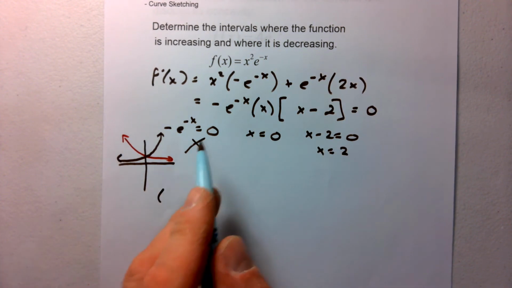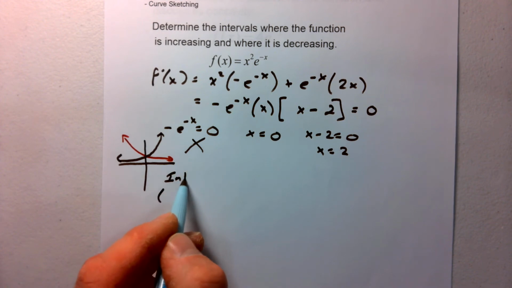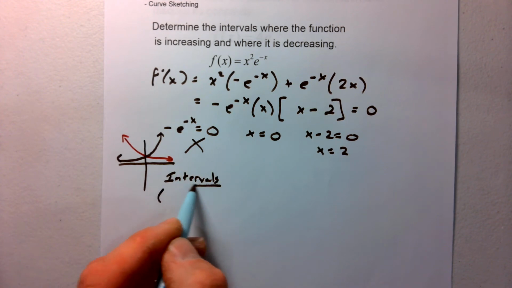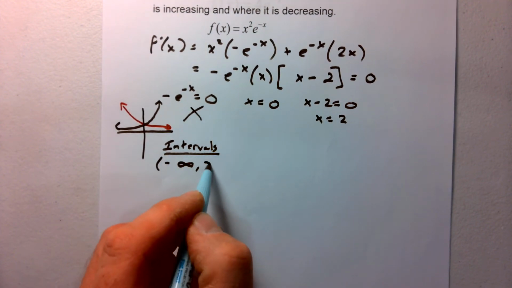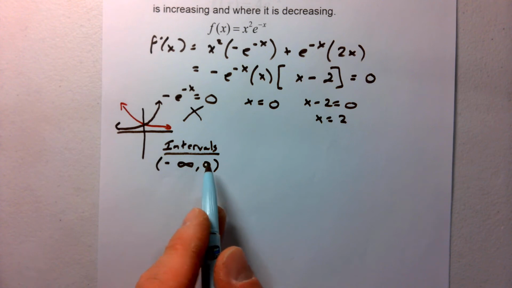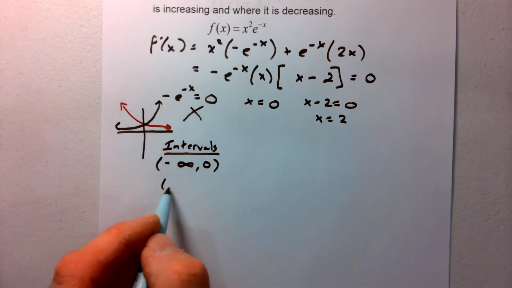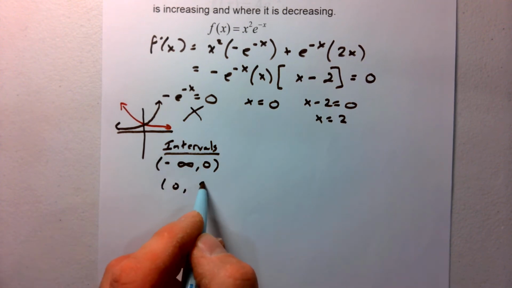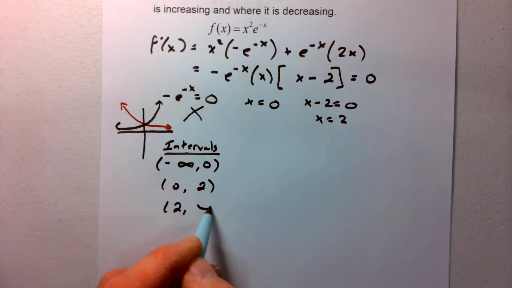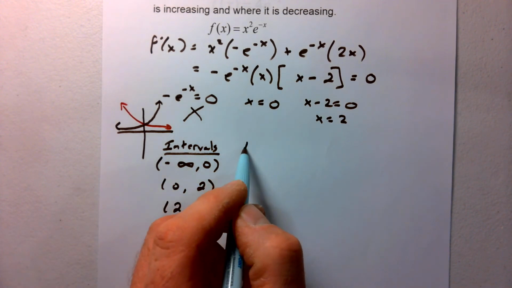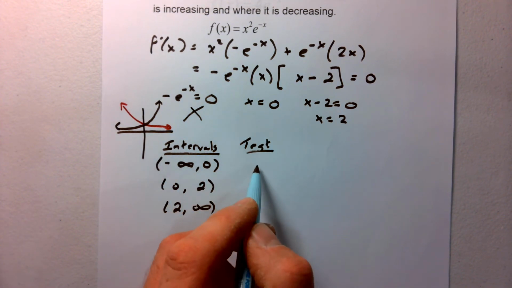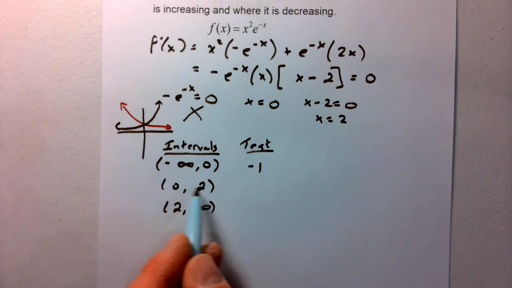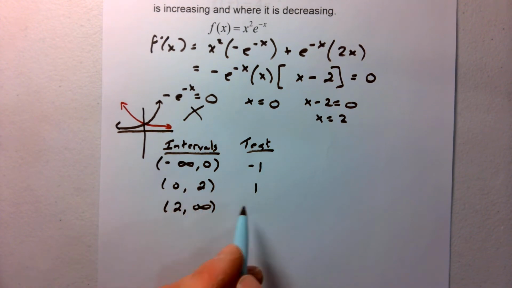So, with my function, remember we're going to find our intervals. You thought we were done with these, didn't you? Think again. So we have negative infinity to 0, our first critical point, then 0 to our next critical point, which is 2, and then 2 to infinity. We're going to come up with some test values. We're going to find a number between negative infinity and 0. I'm going to use negative 1. Between 0 and 2, I'm going to use 1, and then for 2 to infinity, I'm going to use 3.